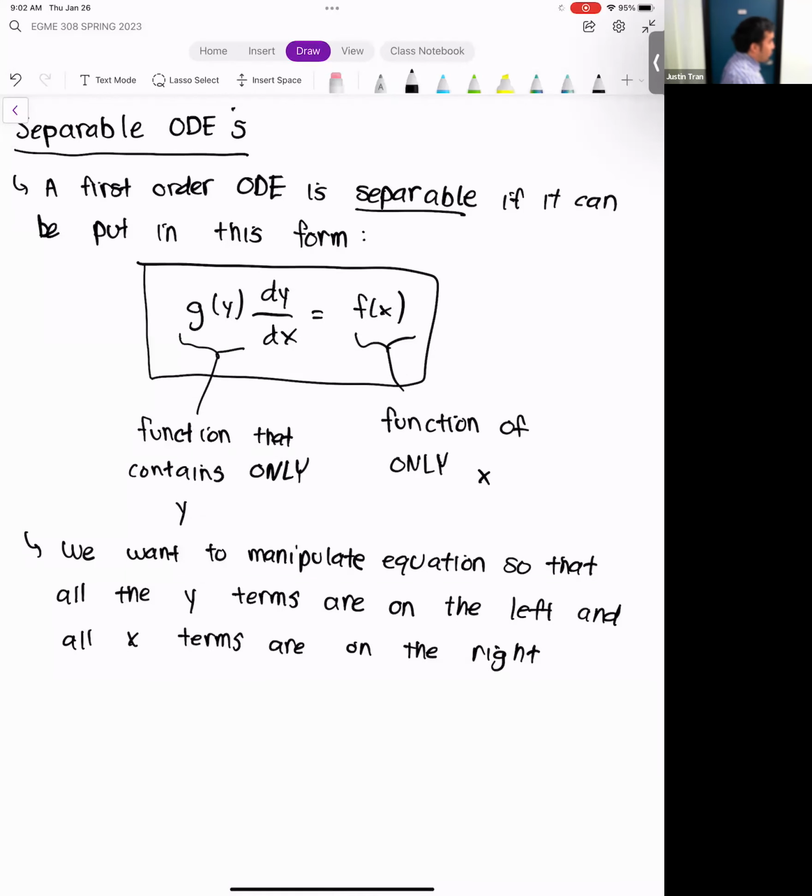So that's usually kind of what we're aiming for. And like I mentioned, sometimes it's not going to be apparent. Sometimes it's not going to just present itself as separable to you. So sometimes you have to do a little bit of algebra in order to get it.